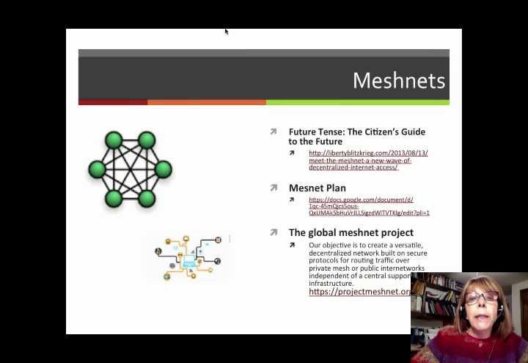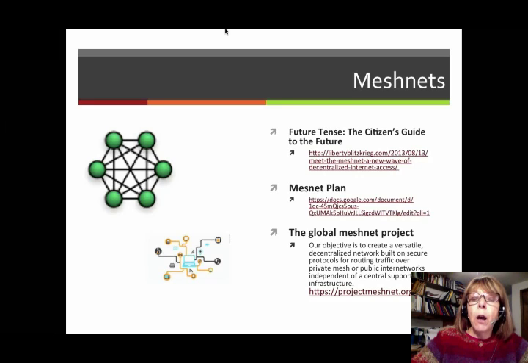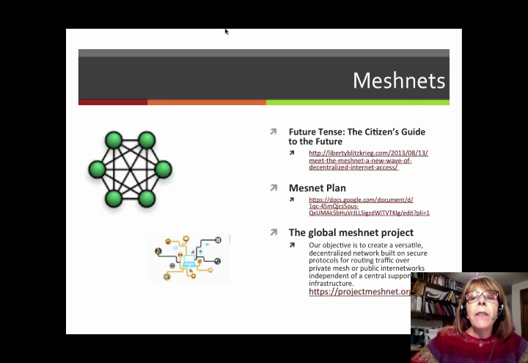Another term that you might hear is meshnet. On the right are three different sources, among many others that you'll find in the module, that discuss what meshnets are. So it's a new wave of decentralized Internet access.